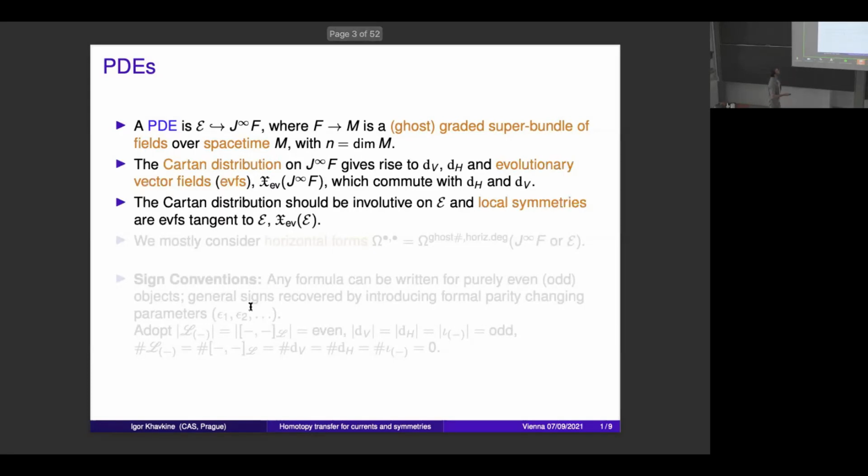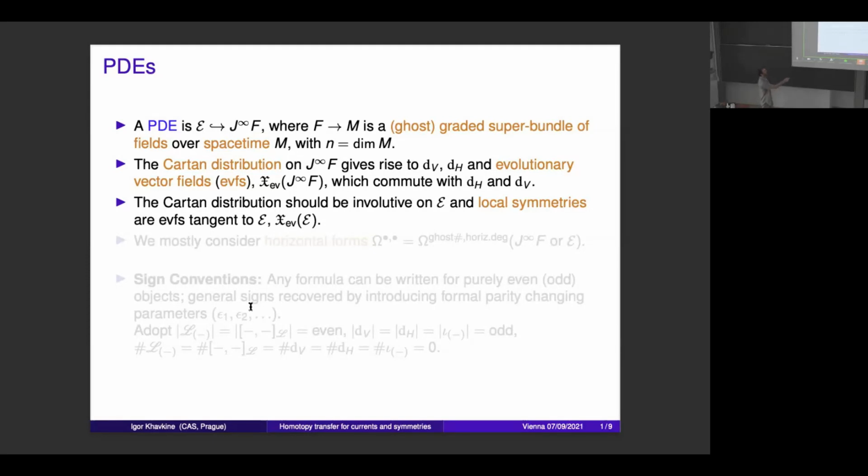I don't have time to go into this, but I think people already heard about the type of geometric structures you find on the infinite jet bundle of a fibration or a fiber bundle. For example, in the first week there was a lecture by Ian Anderson, and later this week there will be lectures by Krasilshchik going into this in more detail.